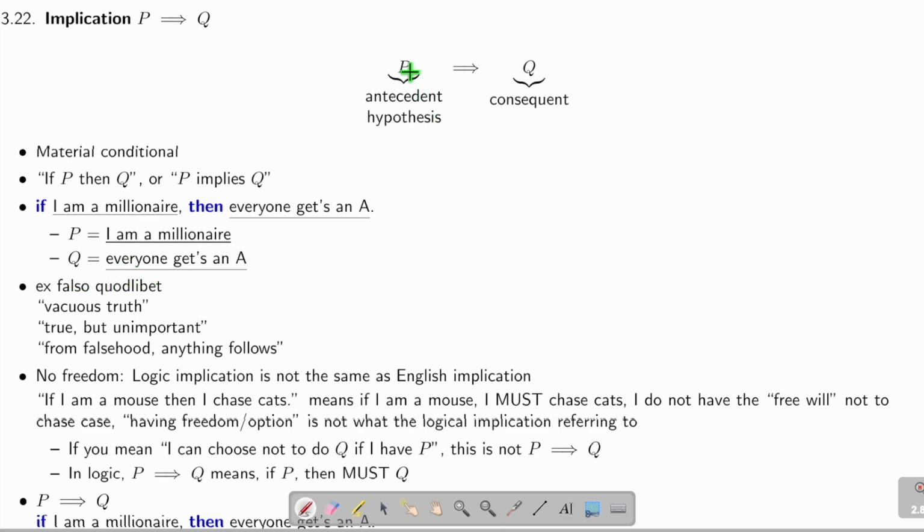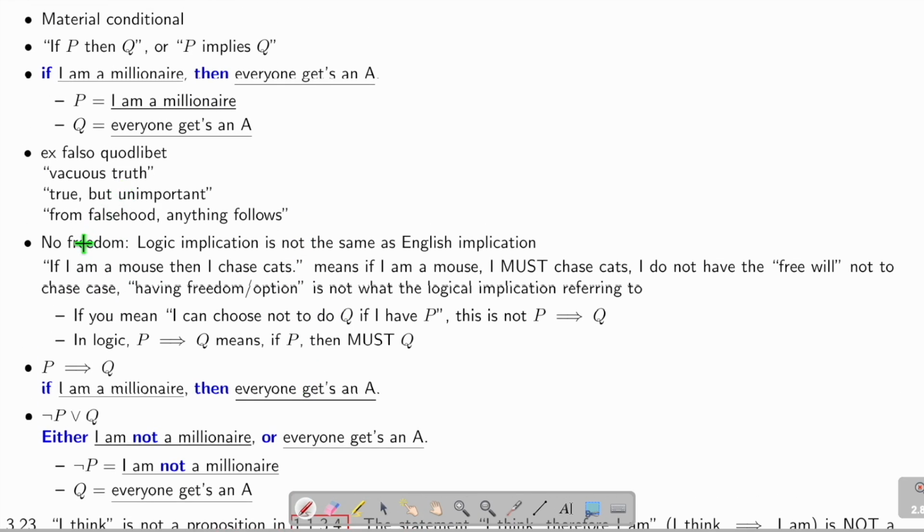As I told you, if P is false, this whole sentence is always correct. This is called ex falso quodlibet. It means anything is true if the starting point is false, because this sentence is rubbish. So this thing is by definition. And then here's another thing. There's no freedom. What does it mean?